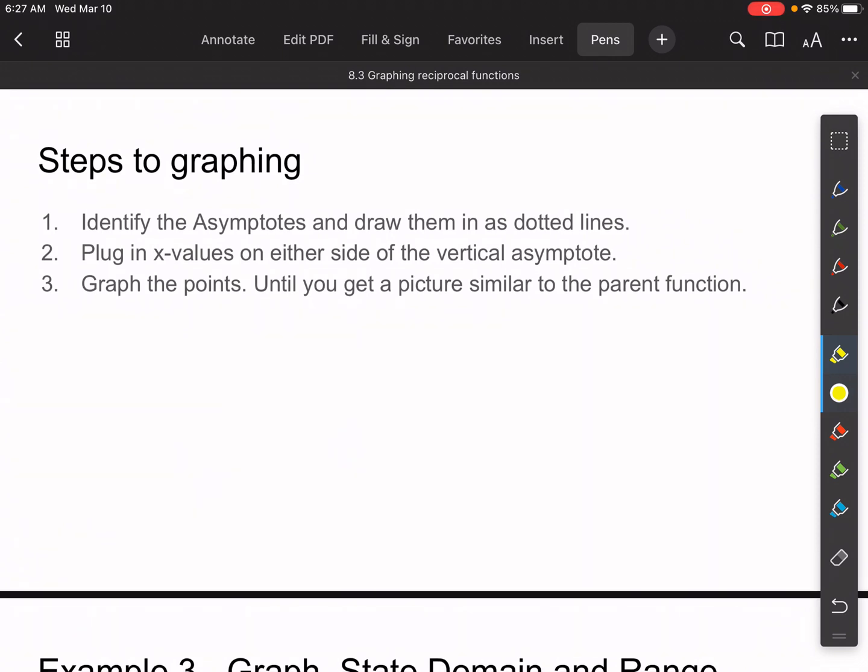All right, so steps to graphing this: identify the asymptotes, draw them in as dotted lines, plug in x values on either side to figure out what's going on, and then graph points until you get a similar picture to the parent function.